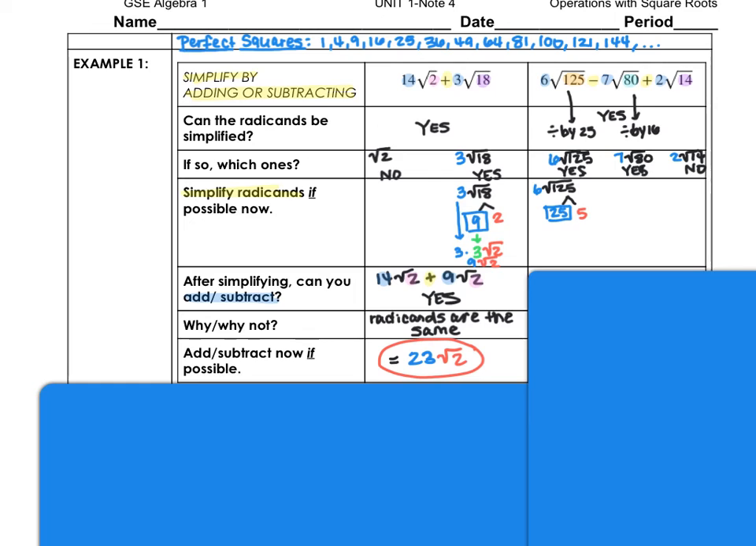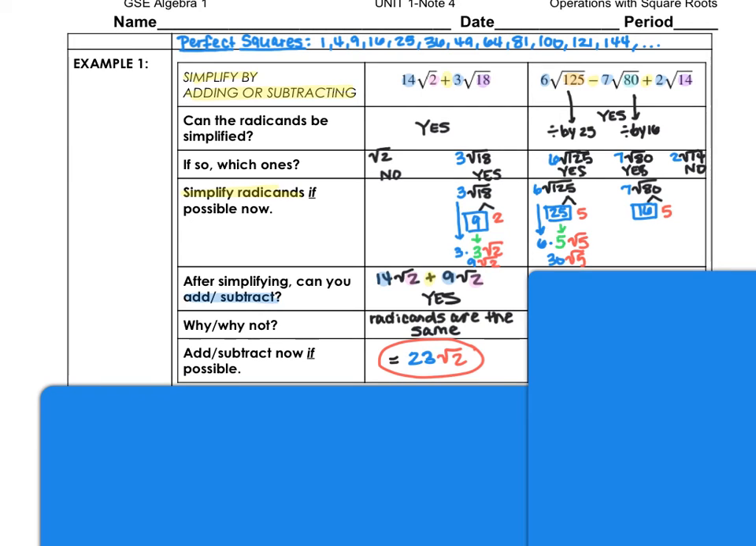So if we rewrite 125 using the square root of 25, we have 25, and then 125 divided by 25 is 5, so our imperfect square is 5. If we take the square root of our perfect square, we get 5. So our simplification of the square root of 125 is 5 square root 5. But we can't forget that there was a number already on the outside, so bringing down the 6 and multiplying it with the 5, we're going to be able to rewrite 6 square root 125 as 30 square root 5.